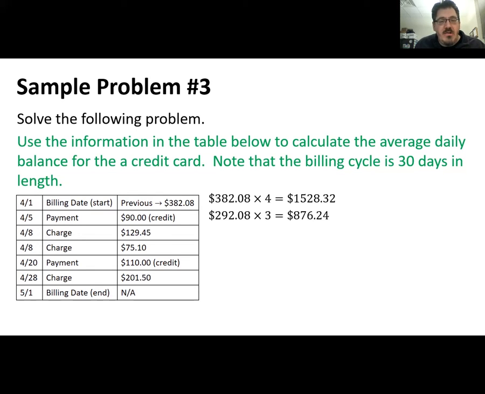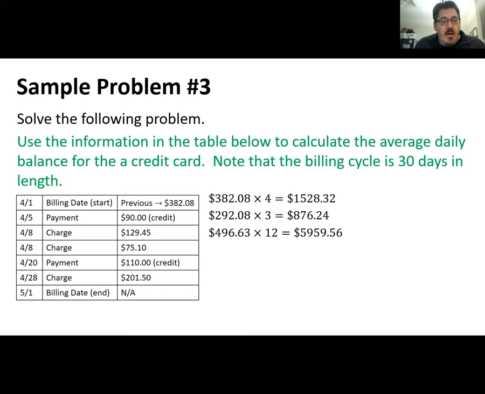Then we have another charge. So we're going to take the $292.08 and add in that charge of $129.45. There's also a second charge of 75 cents, so we're going to add that in as well. So the new balance is $496.63. Those charges occurred on the 8th, and the next adjustment to the balance didn't happen until the 20th. So for 12 days, the balance was $496.63. That's why we take that number times 12, which gets us the 59.56 that we see there on the screen.